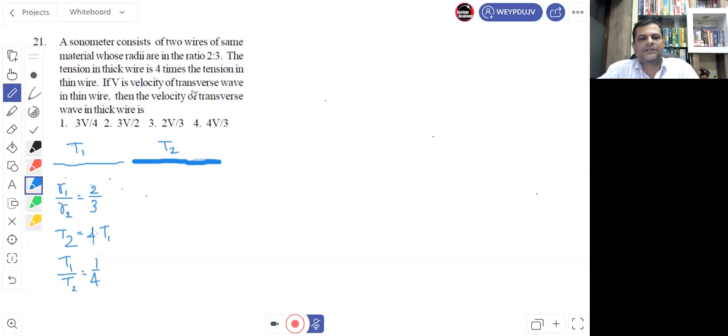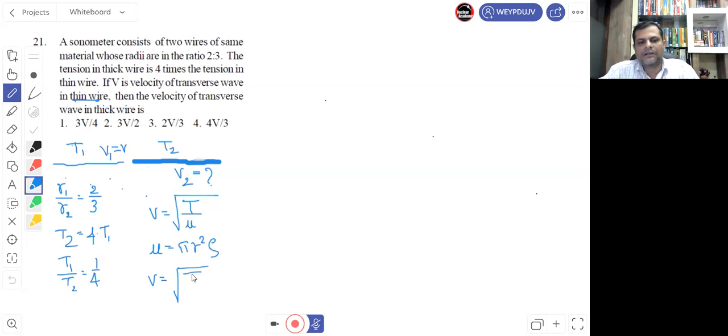Okay, now v is the velocity of transverse waves in the thin wire, so v1 is going to be equal to v, this is given. So v2 is what we have to find. So how can we get that? What is the relationship between velocity, tension, and radius? See, velocity of the transverse waves formed on the stretched string is given by the root of tension in the string upon mass per unit length of the string. But already we have proved that this mass per unit length happens to be simply pi r square into rho. Do you remember this? So if you replace it here, then we get the velocity of the transverse waves on the stretched string as root of tension upon pi r square into rho, correct?